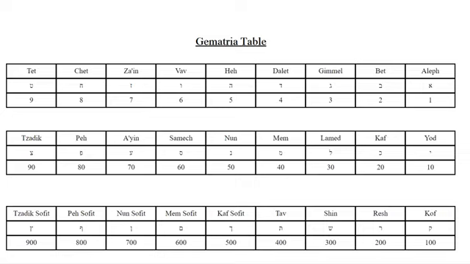Another series of letters is here below. They consist of hundreds values. The letter Kof has a value of 100. The letter Resh has a value of 200. The letter Shin has a value of 300. And the letter Tav has a value of 400.